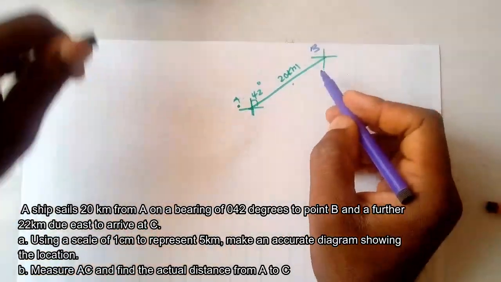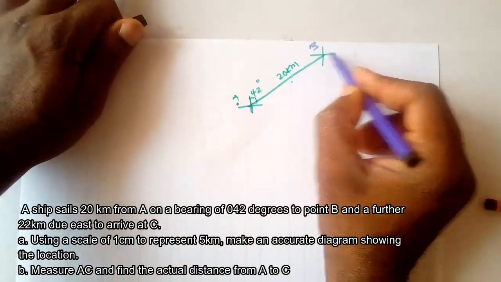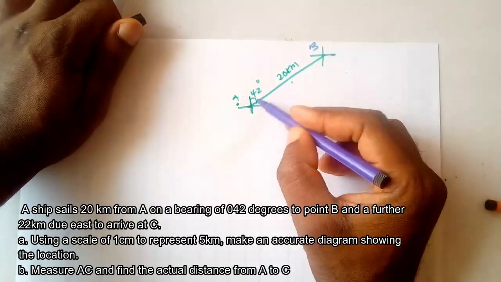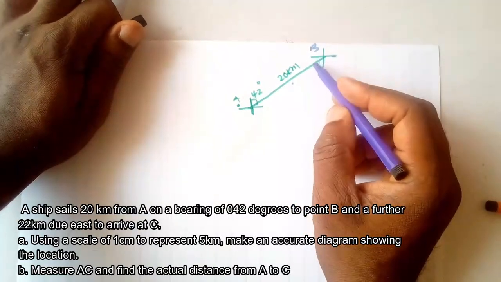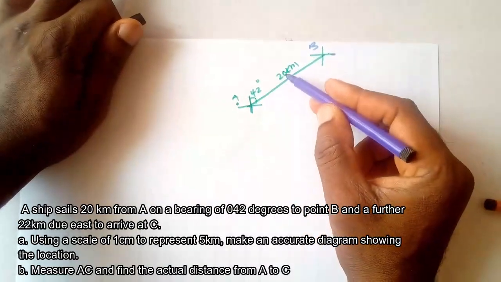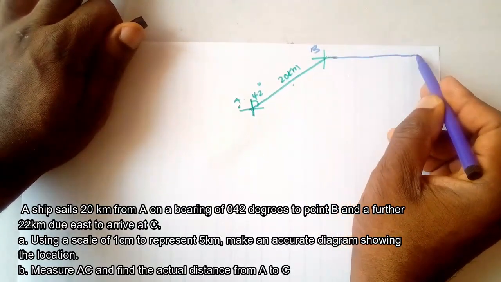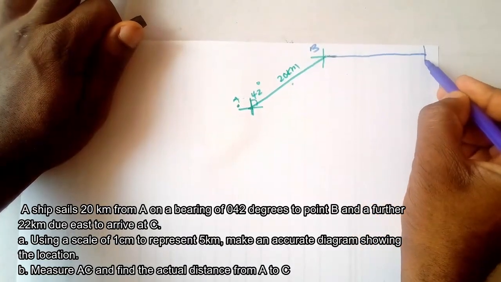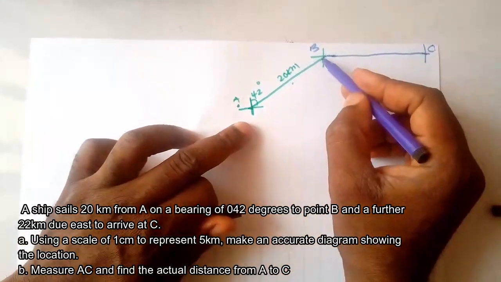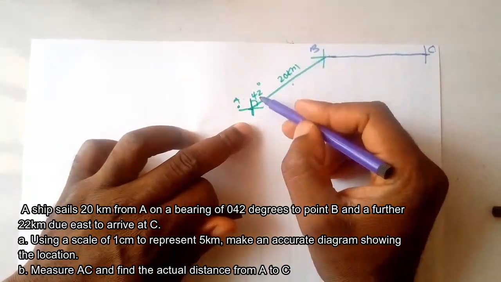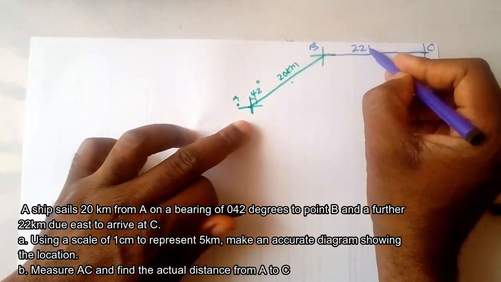So at B, it moves due what? East to arrive at C. And the distance from B to C is 22. This is a rough sketch anyway, but the line from here to C should be longer because this is 22. This is 20, this is going to be 22. Just make sure it is longer even though it is a rough sketch. This is point C. The ship moves from here to this point at the bearing of 42 degree, 20 kilometer, then the distance is 22 kilometers.